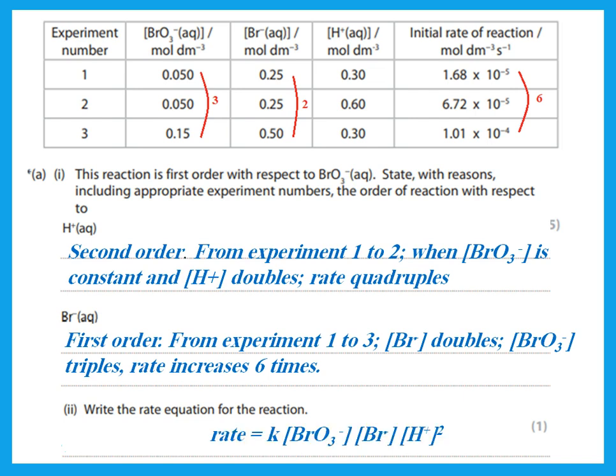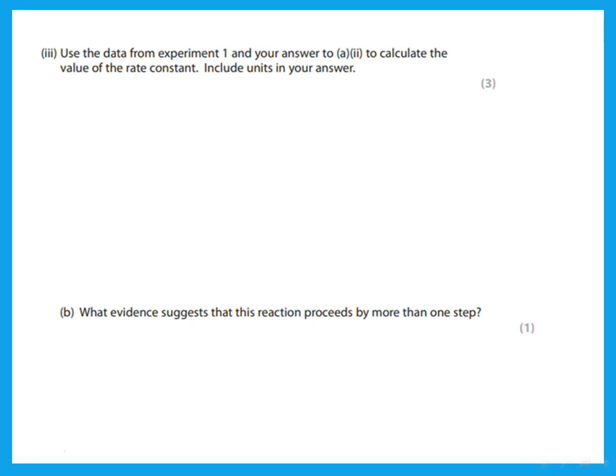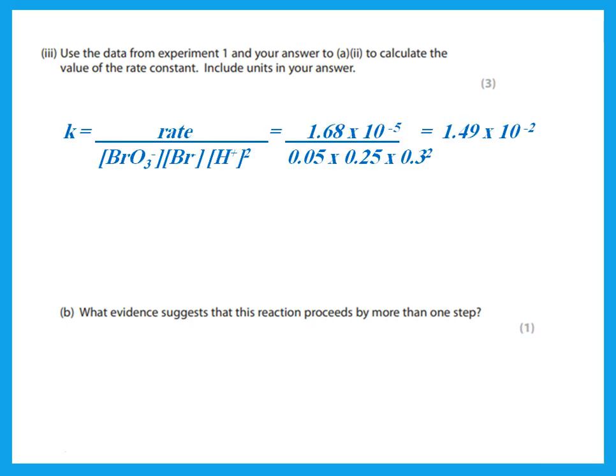In that case, it is first order with respect to bromate, first order with respect to bromide, and second order with respect to H+. So that's H+ to the power 2. Then he says, use the data from experiment 1 and your answers to A2 to calculate the value of the rate constant. So you have this from the rate equation. You put in the numbers from the table, and this gives you a value for K.